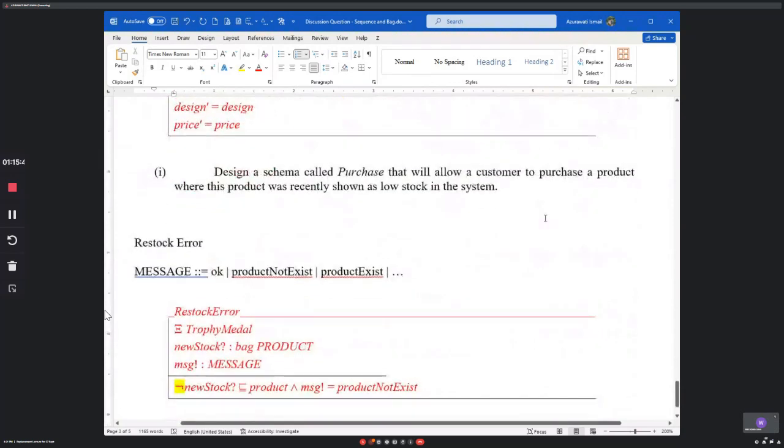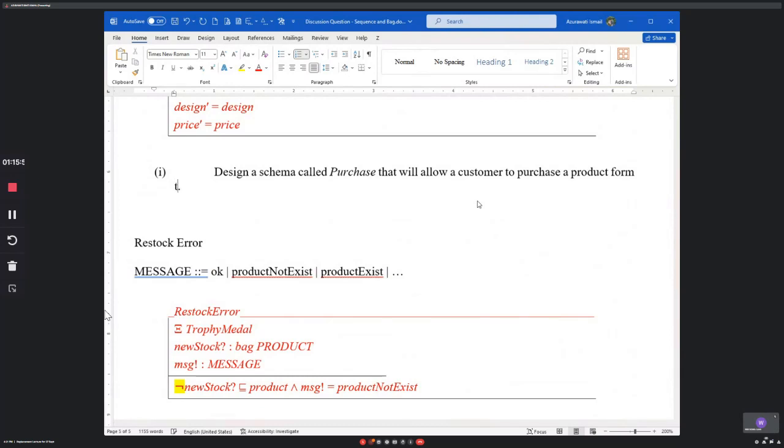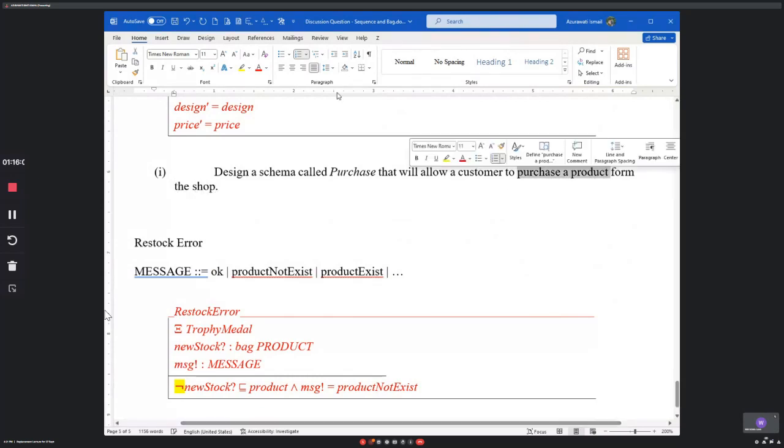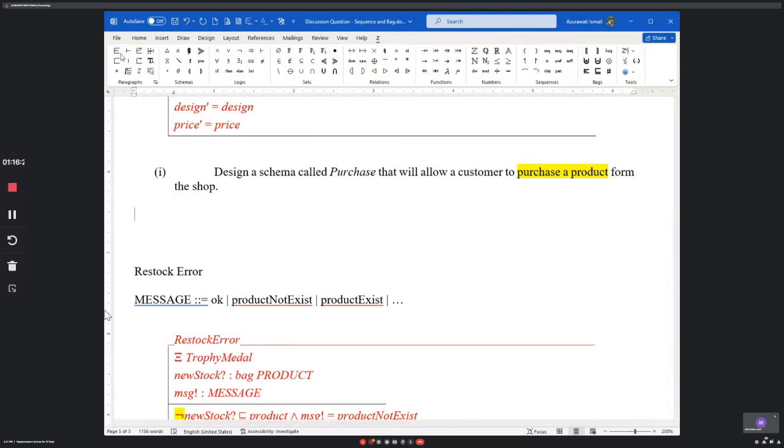I didn't do specific data. A product from the shop. A product only. Purchase a product. So this one I didn't do specific information. Purchase a product only. Because it is only one single product, not 10 quantity or 20 quantity, just one single product. So this is where you have to do that.